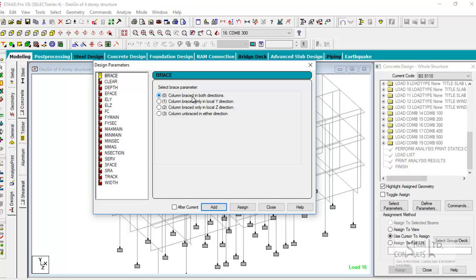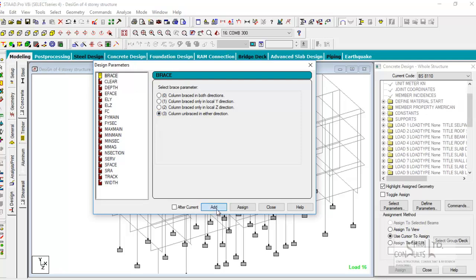If you have columns that are braced in one direction, you tick 0, you add. If it's unbraced, you tick 3, you add. If it's in one direction, you tick 1, you add. So you add those specifications and then you assign it to the corresponding columns that are either braced in 1, 2, or unbraced. But for the purpose of this analysis, we are going to assume a critical situation that all the columns are completely unbraced. So you say 3 and add.